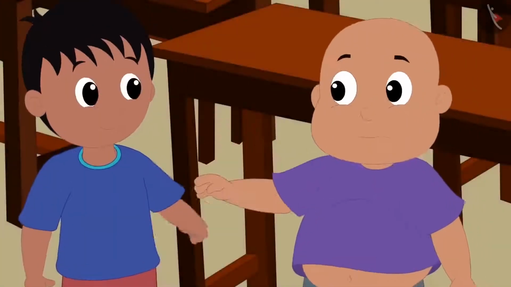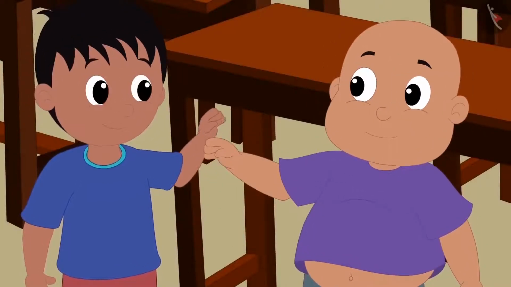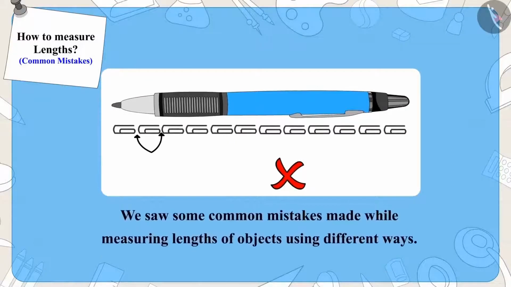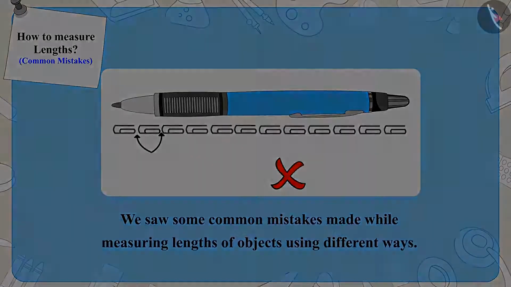Raju and Bablu were very happy to learn this from Appu and they became friends again. Children, in this video we saw some common mistakes made while measuring lengths of objects using different ways.